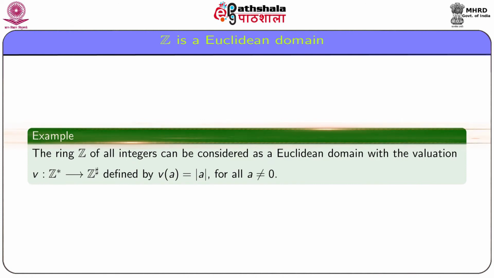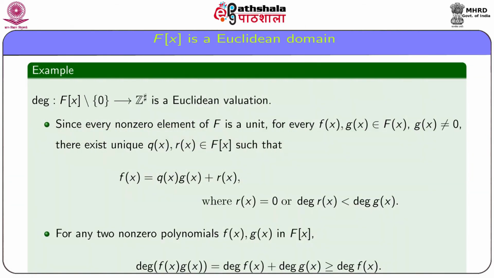So, the ring of all integers Z is a Euclidean domain where valuation is taken to be the absolute value. Also, the ring of all polynomials over a field is a Euclidean domain since every non-zero polynomial g(x) has a unit leading coefficient. So, we always have f(x) equal to q(x) times g(x) plus r(x) satisfying this condition, and since valuation is taken to be the degree, all the conditions of valuation are satisfied.